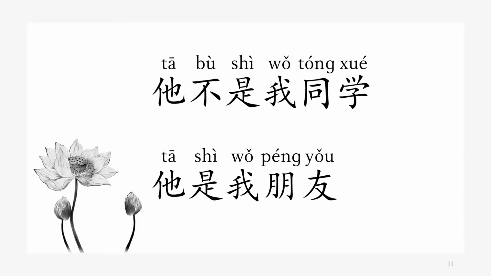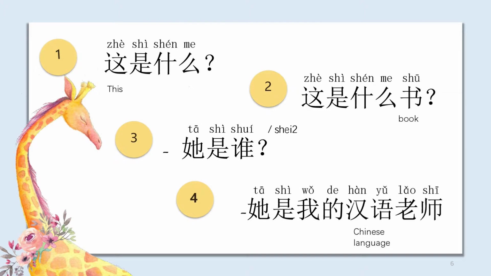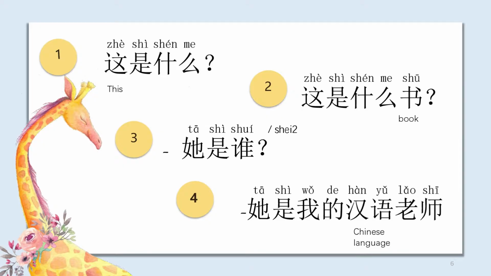Let's see the next one. There is actually one new word. It is this, pronounced 这, this. Then let's try this exercise here. 这是什么？So 是 means is, 什么 means what. So 这是什么？This is what. So what is this? Okay, let's see the next one.